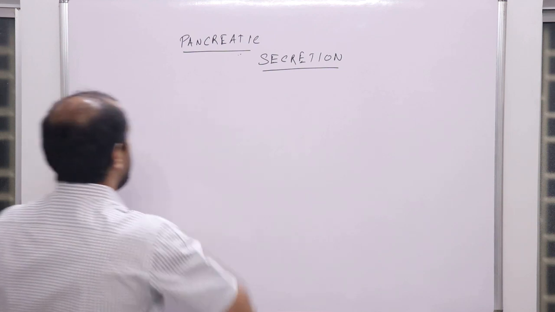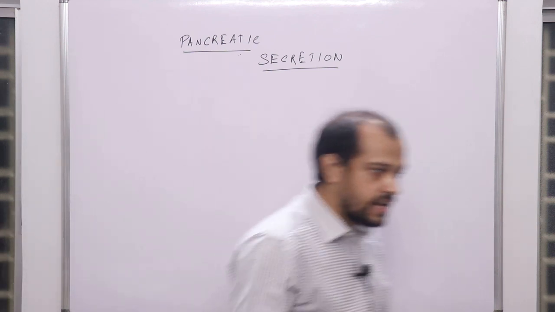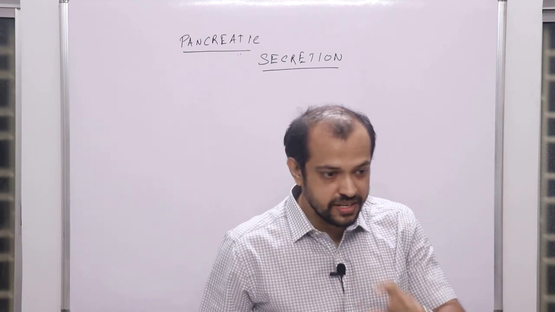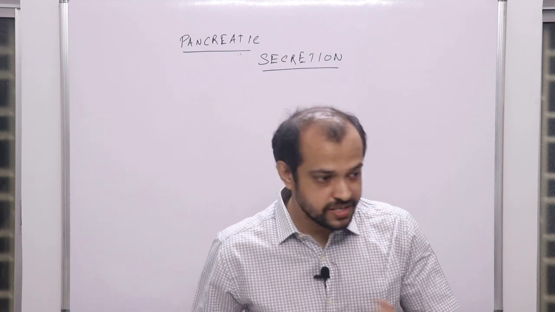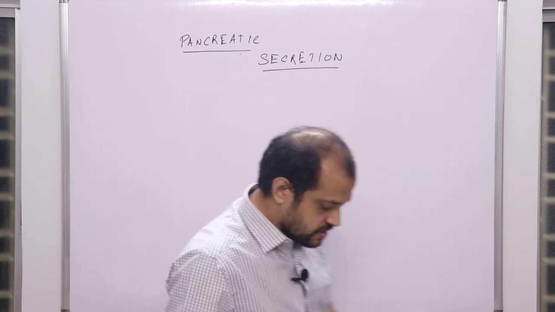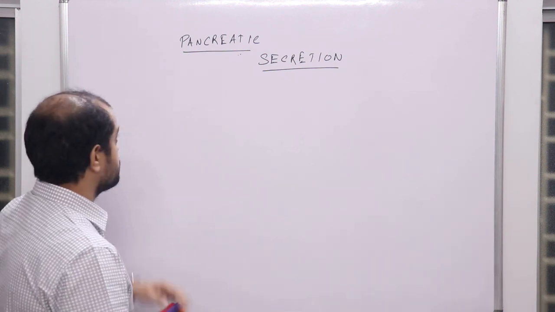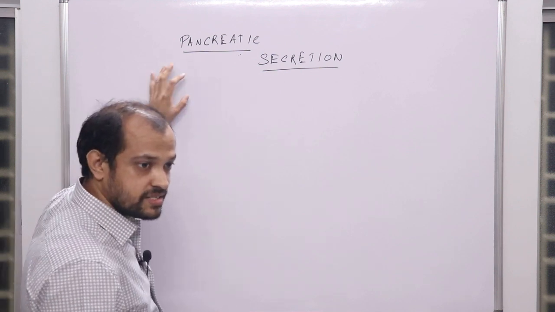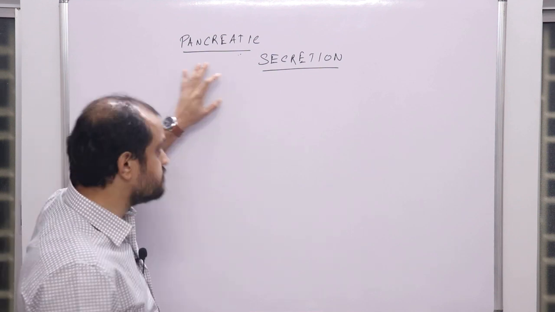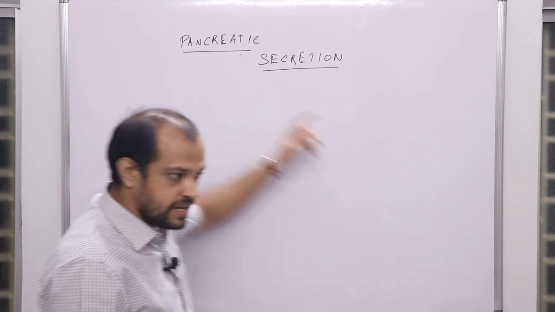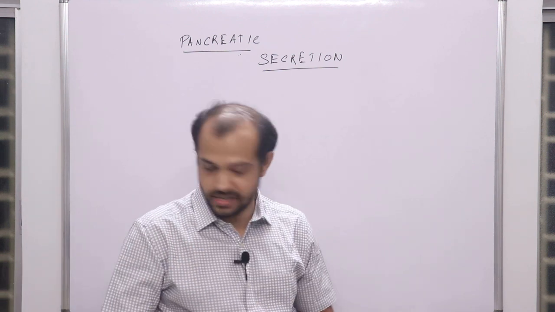Now listen, the pancreas is actually an endoexocrine gland. That means it releases hormones as well as enzymes, right? This is the first very important point you need to understand, that it's an endoexocrine gland. That means it's a mixed gland. Clear? It's a mixed gland. This is the first thing we must understand.